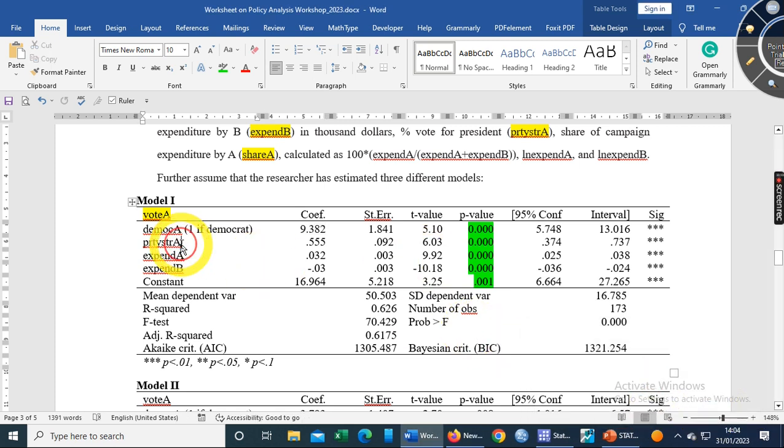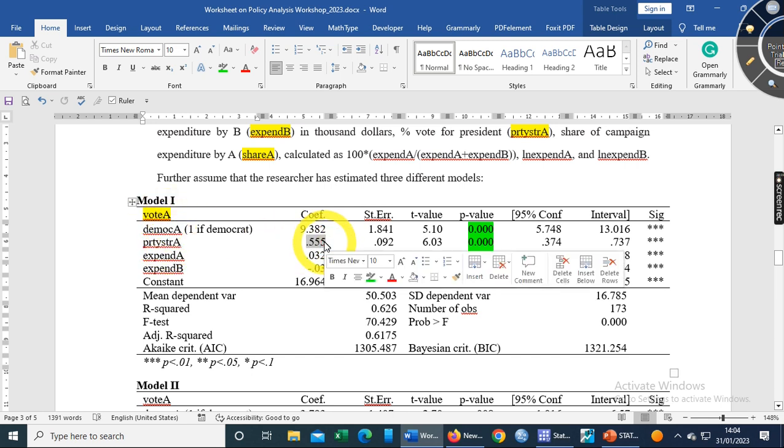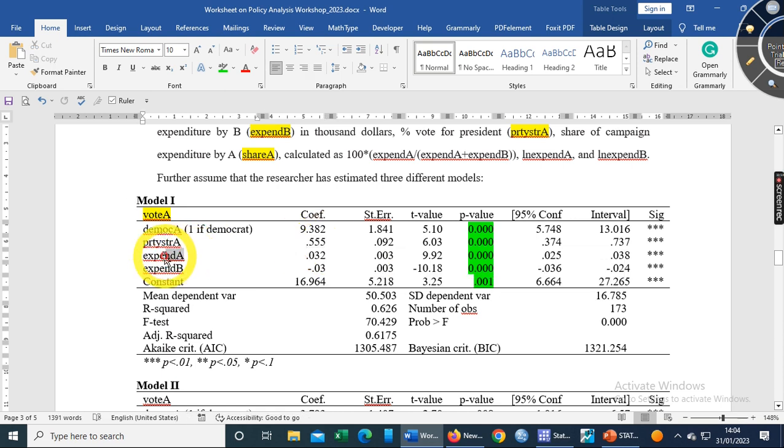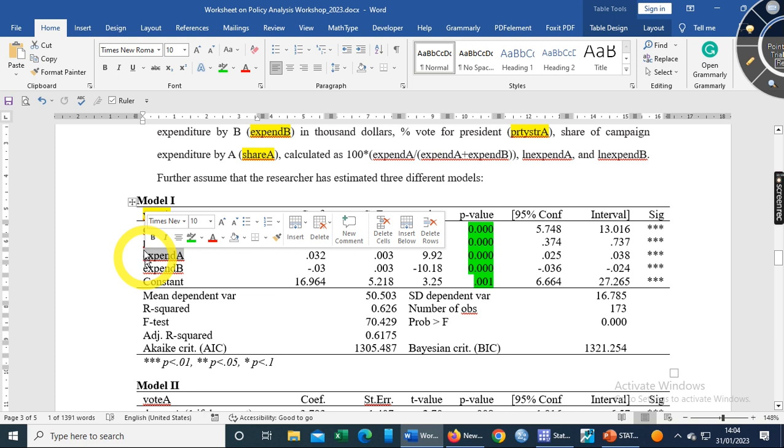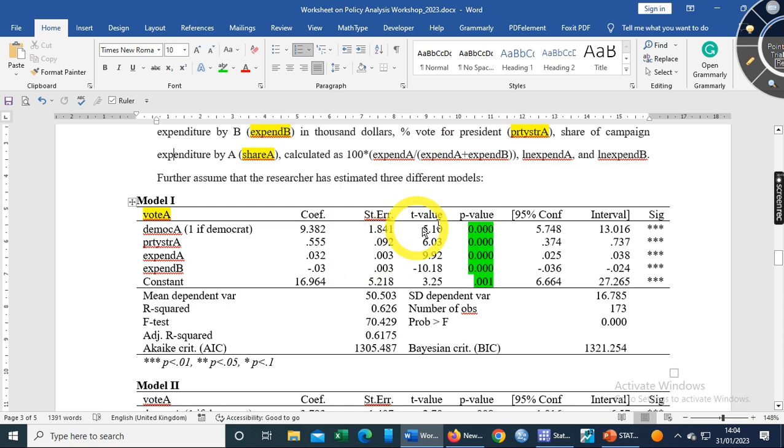እዚህ ጋር ደግሞ ለፕሬዚደንት የሚደረገው ፐርሰንቱ በጨመረ ቁጥር ኤ የሚያገኘው ፐርሰንት ቮት ይጨምራል ነው። እዚህ ጋር ደግሞ ፓርቲ ኤ ለካምፔን የሚያወጣው ወጪ $1 ሲጨምር as expenditure campaign expenditure by A, party A increases by $1, percent vote for A increases by 0.032. ይሄ ፖዚቲቭ ነው። እንግዲህ the more you spend on campaign, the more vote you are going to earn.